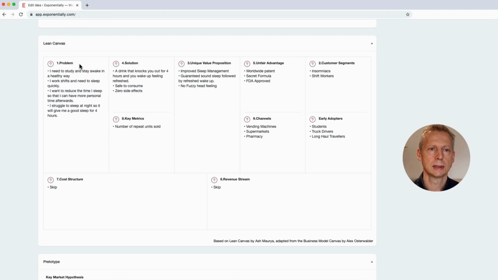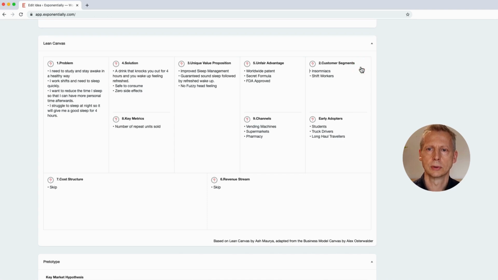And the problem is, in this example, I need to study and stay awake in a healthy way. I work shifts and I need to sleep quickly. I want to reduce the time I sleep so that I can have more personal time afterwards. And I struggle to sleep at night, so I want a good solid 4 hours sleep. And notice it's worded from the perspective of I, so from the person's perspective, not them or they or the customer, which is really important. So get ourselves into the mindset of what is the problem the customer is experiencing as they're experiencing it.